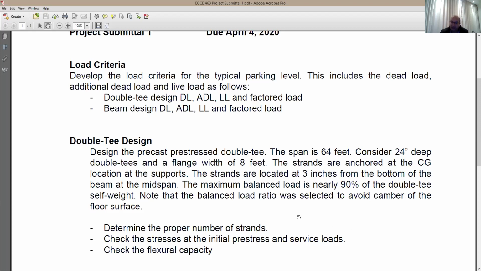At the end of the day, you need to check the flexural capacity, which means that you need to find out here phi Mn compared to Mu. Mu is going to be based on these values here for the double T. Any questions? Questions about the double T?